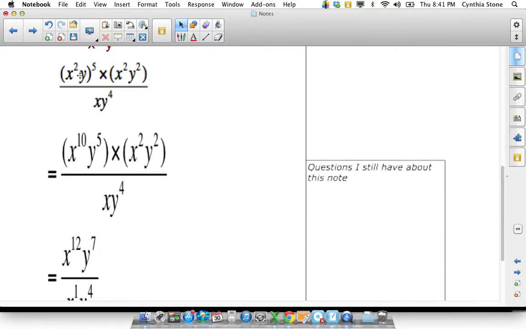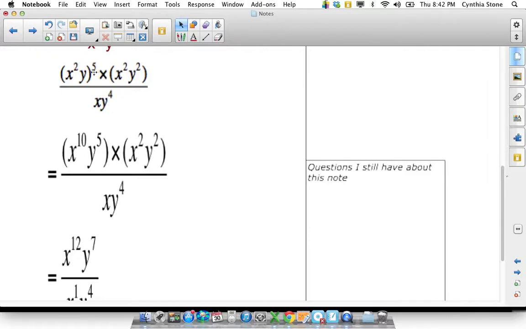So now I've got this x squared y, all to the exponent 5, and then it's multiplied by x squared y squared with no exponent, or exponent 1 if you will, divided by x y to the 4. So the first thing, again, is I can't simplify inside the brackets anymore, right? I can't do anything there, so I'm going to do the exponent next, bracket exponent.